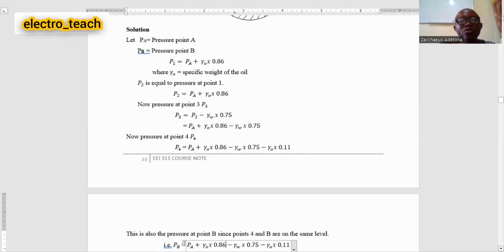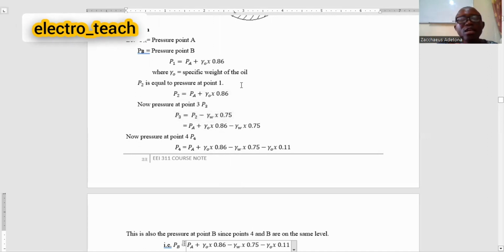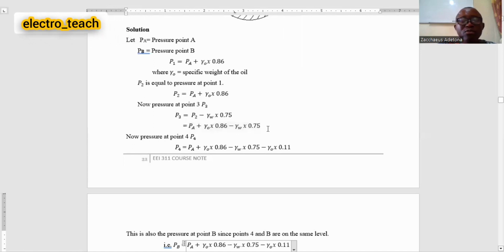Now, we want to determine pressure at point 3. Pressure at point 3, we have now turned around the manometer. We are now moving up. So whatever we are going to obtain will be subtracted from what we have obtained up to point 2. So the pressure at point 3 will be calculated as P3 equals P2 minus gamma of water times 0.75. The manometric fluid now is water, and the height is 0.75. So we subtract whatever you have there from what we obtain up to point 2. And then that will be equivalent to PA plus gamma of oil times 0.86 minus gamma of water times 0.75.